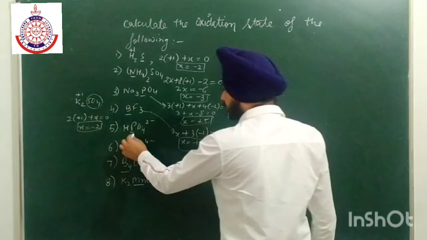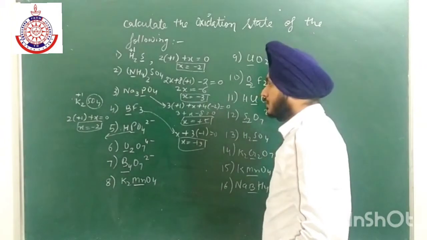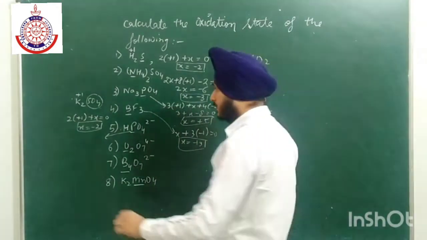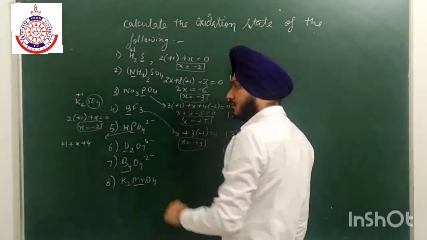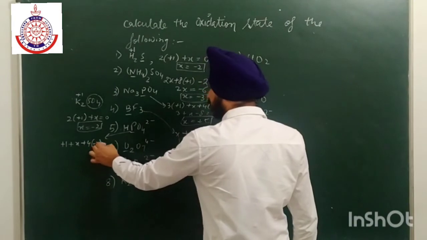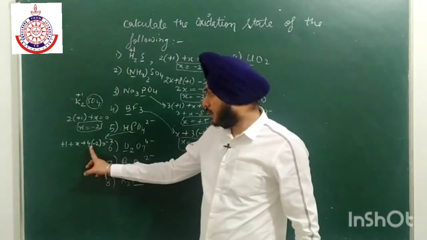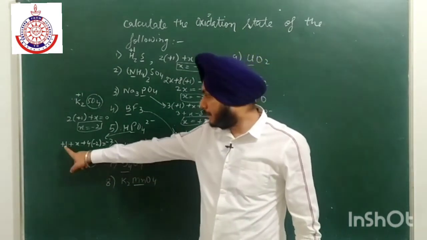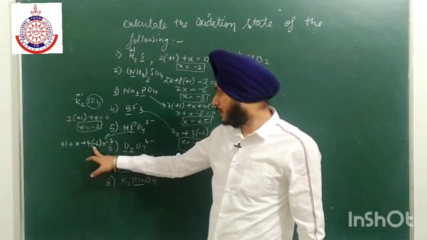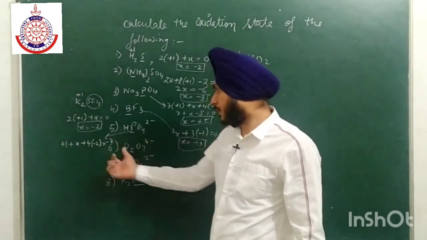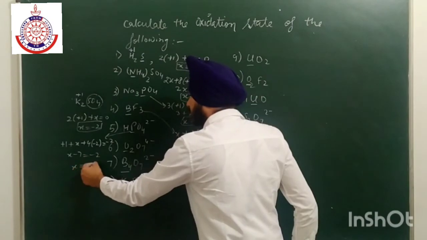Now in this compound we have to calculate for phosphorus again. The oxidation number of hydrogen is +1. So +1 plus X plus 4 into the oxidation number of oxygen, -2, is equal to the total charge on the ion, that is -2. So 4 into -2 is -8, and -8 plus 1 is -7. From here X minus 7 is equal to -2, and X comes out to be +5.